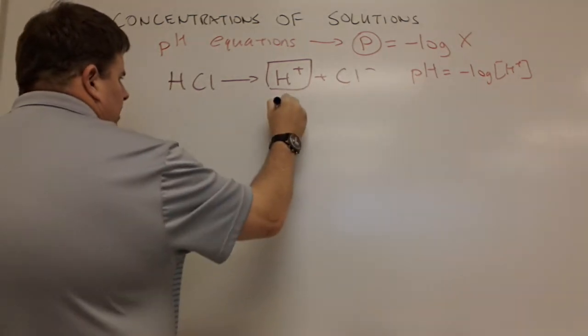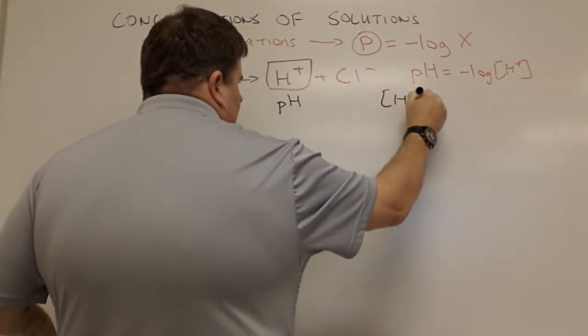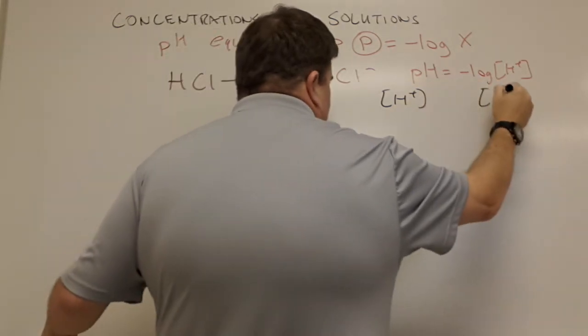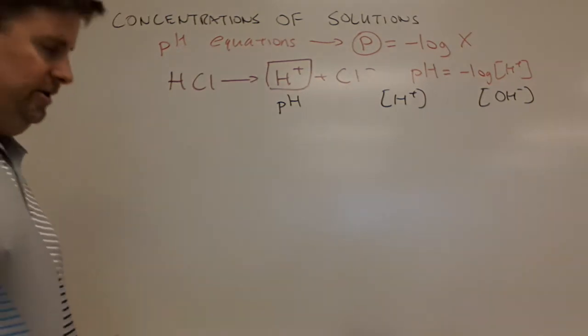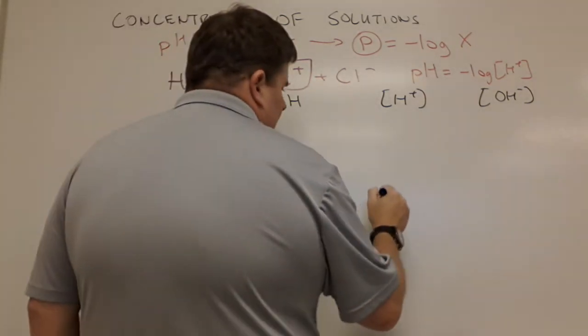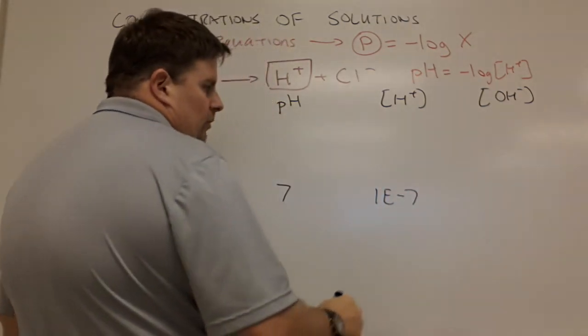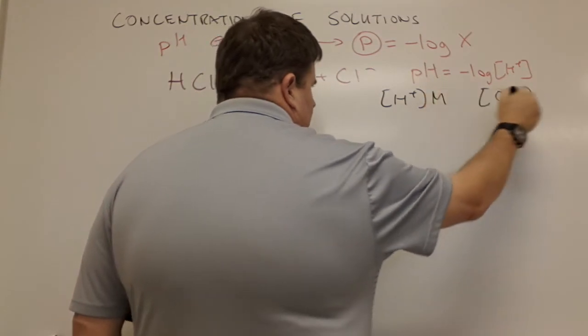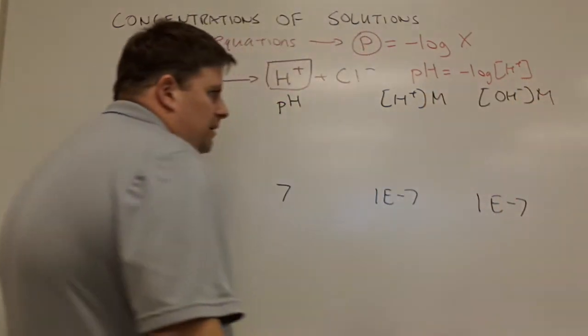So let's look at the pH scale. Here's pH. Here's my concentration of H+. And I'm going to put concentration of OH- over here as well. Okay? And I'm just going to pick out a couple of important points. And the first point I'm going to use, of course, is 7. At this point, pH 7 means I have 1e to the minus 7 molar. Okay, both these concentrations are in molarity, and 1e to the minus 7 for both of those.